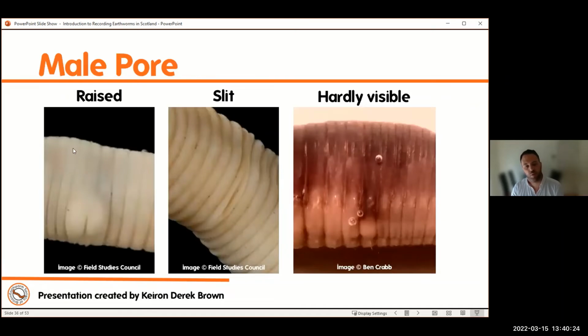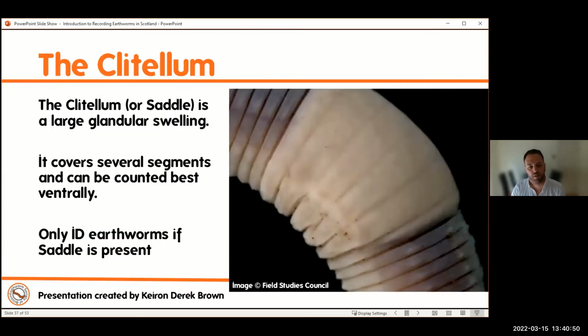The next feature we've got is the male pore, and we count what segment that is on. It's usually on 15 in British species, but there are a couple of exceptions, and that's a key ID feature for those species. It can be like a raised one where it looks like a little mouth on the side of the worm. It can be a slit. Or like this one here, it can be hardly visible, or you might even not be able to see it at all with the naked eye, or even with a microscope, the x30 microscope.